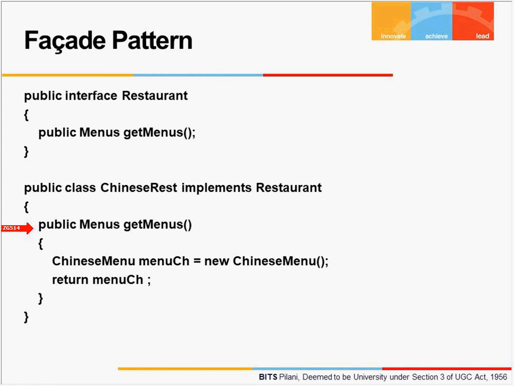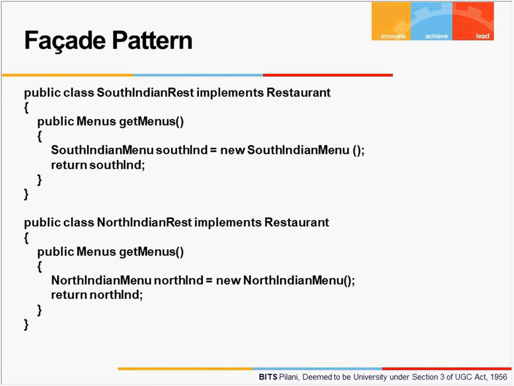It would be the same, but for two more. There might be some South Indian restaurant, there might be some North Indian restaurant. Each of these classes implements the restaurant interface and the implementation for the get menus method, right? In the get menus method, each of them creates an object of their corresponding menu and returns that object, right?